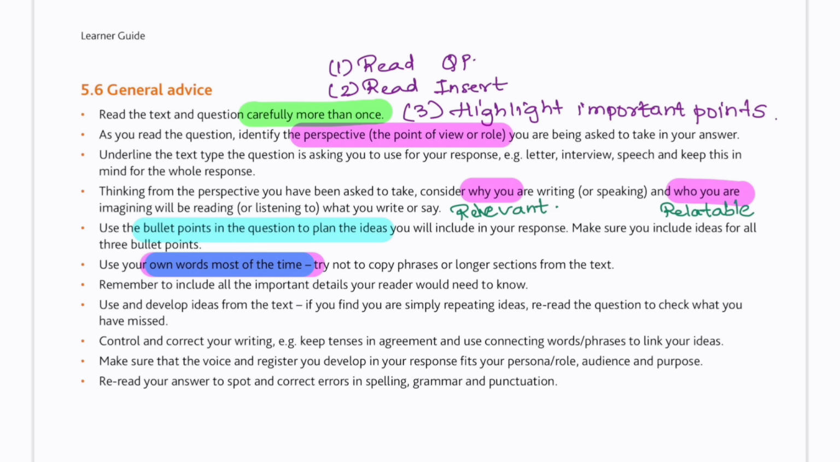Okay. Control and correct your writing. This is all about the grammar, the structure, and the vocab you're using. This is very important. Make sure that the voice and register you develop in the response fits your person or role, audience, or purpose. We talked about it already. Reread your answer to spot and correct errors in spelling, grammar and punctuation. Of course, it's an English paper. You are going to end up losing marks for spelling errors, for the wrong punctuation, for the wrong use of grammar. So make sure you stick to the right usage and you practice it throughout the year.